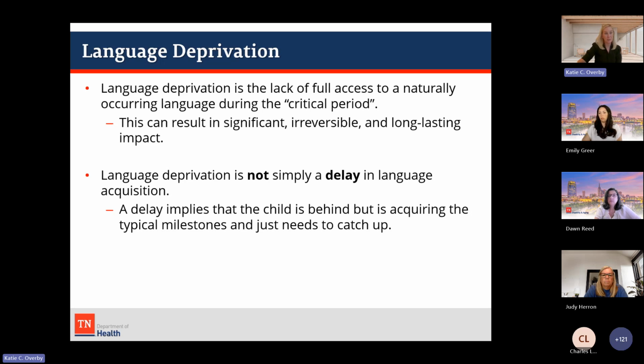And language deprivation, I'm sure you have probably run across a child like this, unfortunately, in your career, and it can be significant, it can be irreversible, and there's a long-lasting impact. So we really want to try to not have a child that's language delayed.